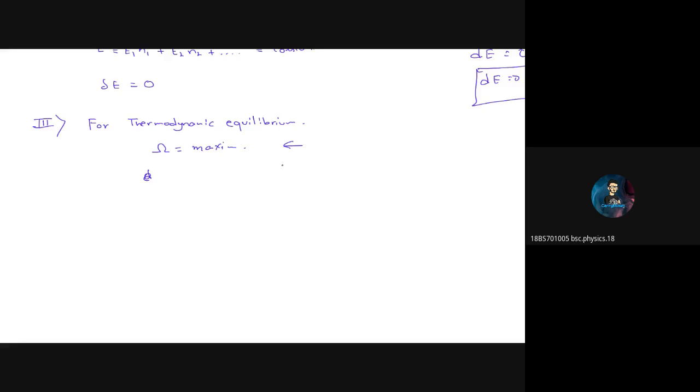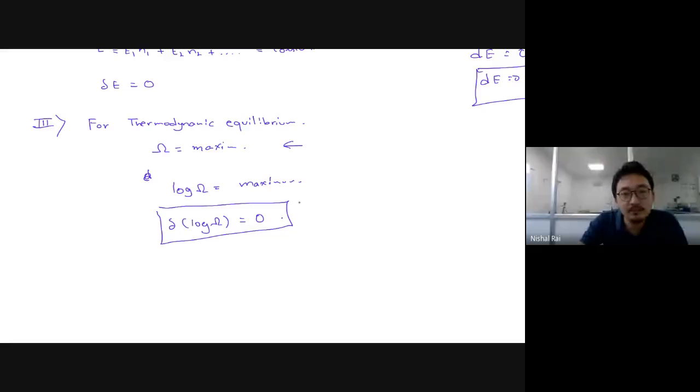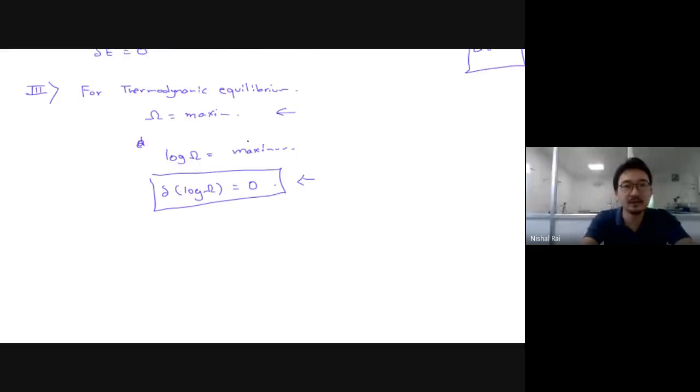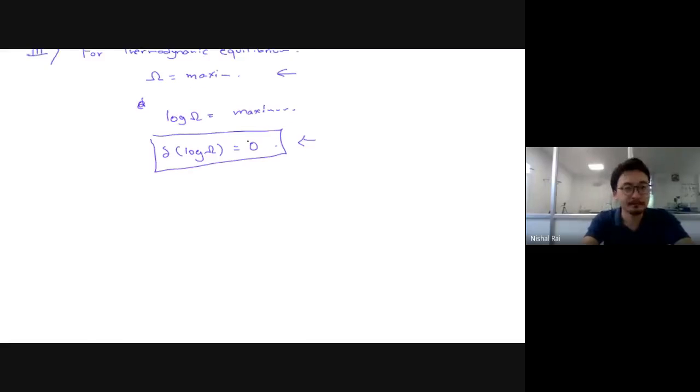Yes, sir. So that's why, or basically log of omega we can write. This also should be maximum. We are taking log on both sides. And the variation of log of omega should be how much? It should be 0, because this is maximum. So this was the condition for your thermodynamic equilibrium, which we did in the previous lecture. You just check that lecture. From that we got this beta also.